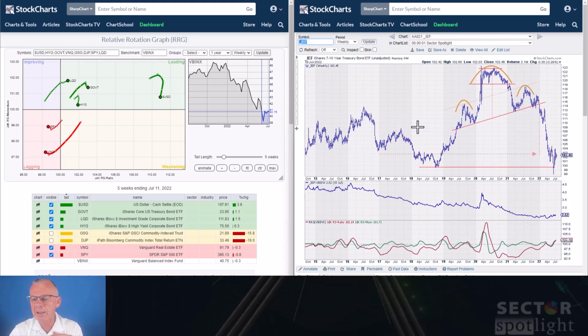If you look at IEF, which is the 7 to 10 year bonds, then you can see that they are resting at an important support level. They have bounced up. That means that there is a good chance that we will see a little bit higher bond prices and therefore lower bond yields in that longer segment.